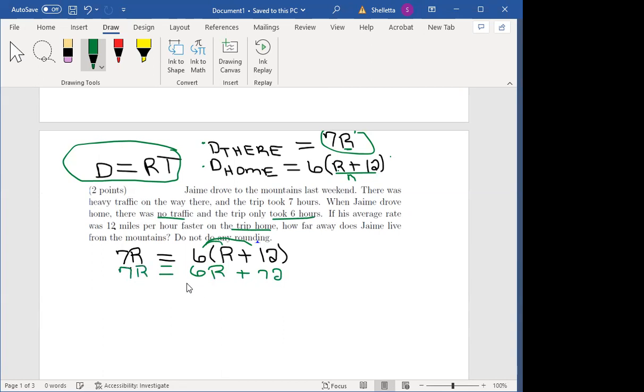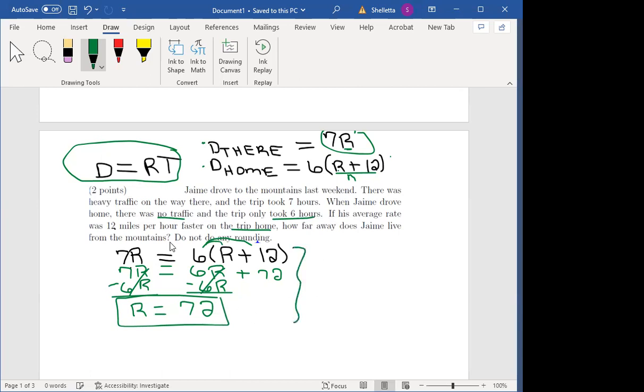To solve this, let's subtract 6R from both sides of the equation. Subtract 6R. 7R minus 6R gives us R. And over here, the 6R's are going to cancel on the right side, leaving 72. So the rate is 72. And this is the miles per hour that was traveled.